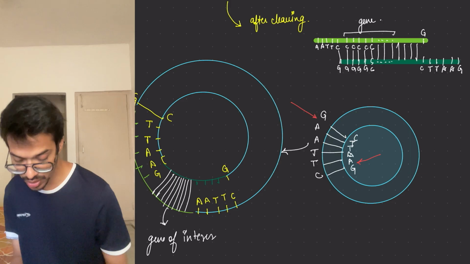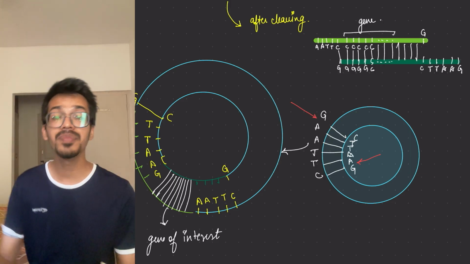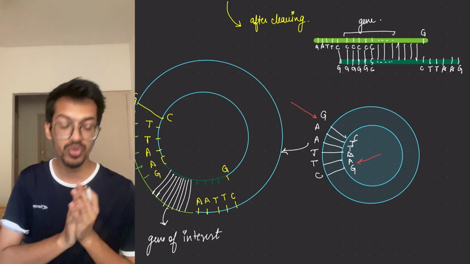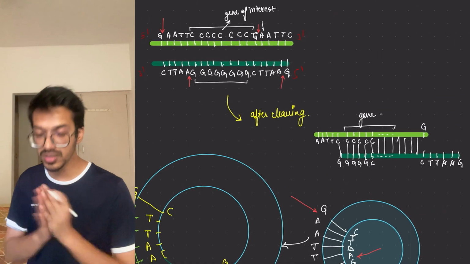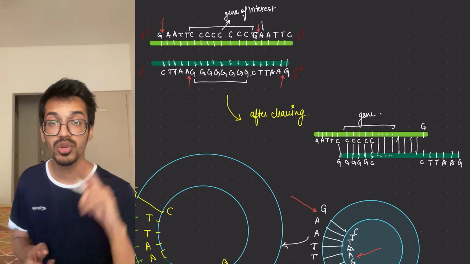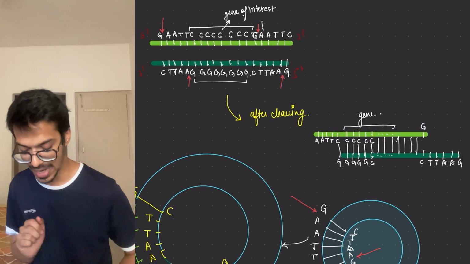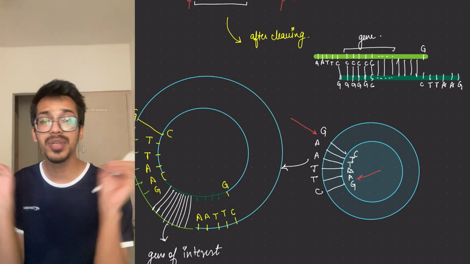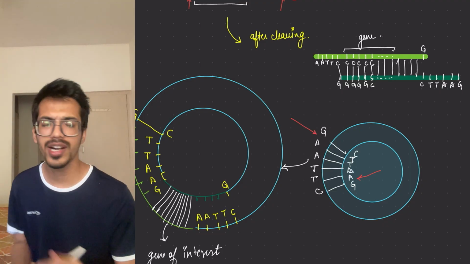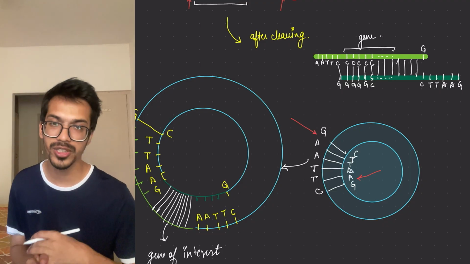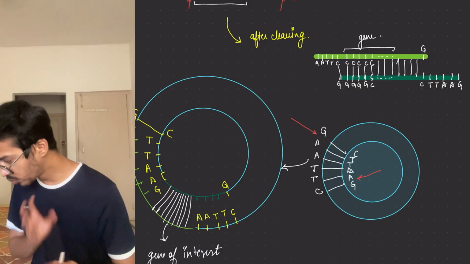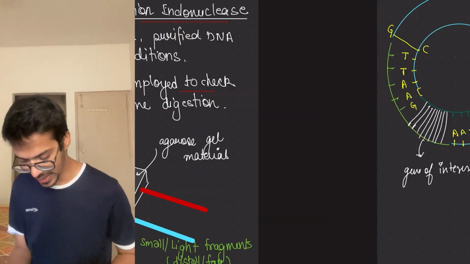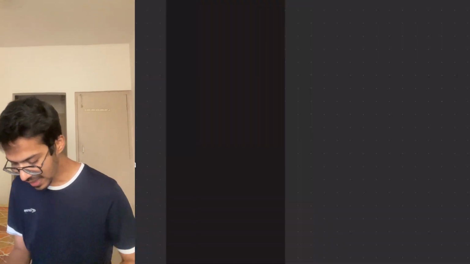Now you understood why we need the same endonuclease. This is the whole concept of using the same endonuclease on both the vehicle and the gene of interest. If you didn't understand it, let me know in the comment section. I will come up with a very interactive reel or short for it. Okay, let's move on to the next pointers after this.